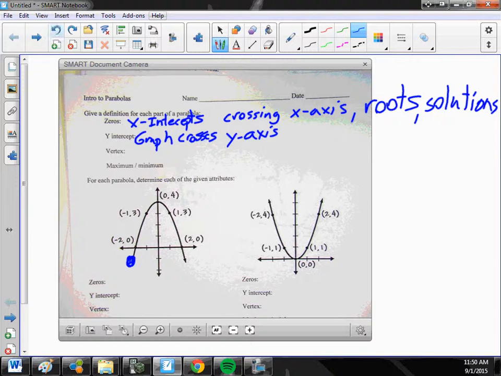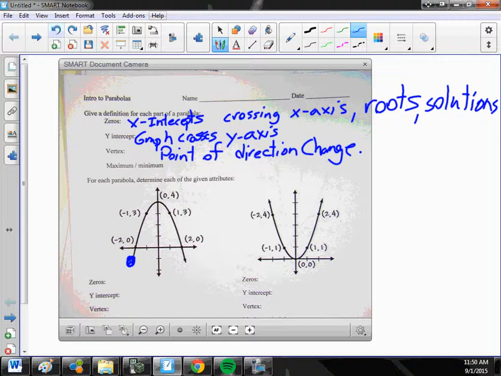Vertex. What do you think a vertex is? It's the point that maximizes or minimizes. So it's the point of the maximum or the minimum, or some people refer to it as where the graph changes directions, but it is a point. So it's the point of direction change. Okay? When we label the vertex, we label it as an xy coordinate, as a point. Okay?